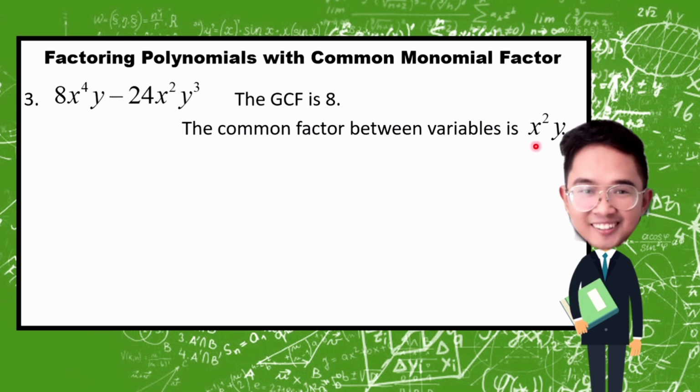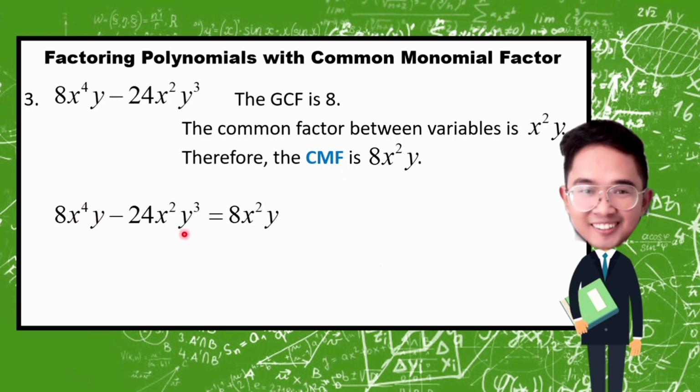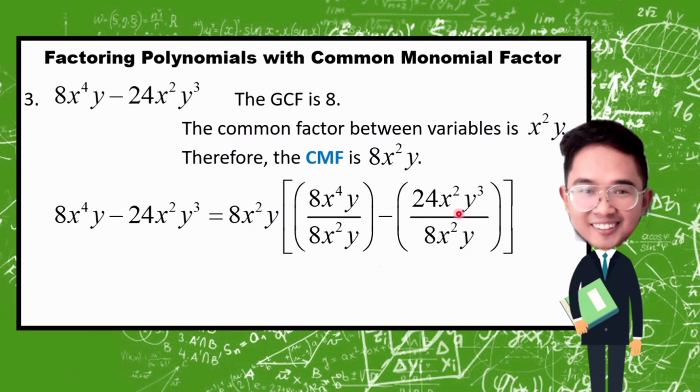To get the common monomial factor, we need to multiply 8 by x squared y, and that is 8x squared y as your common monomial factor. Let's copy the given equals 8x squared y, your common monomial factor. For the second step, we need to divide each term by the monomial factor. You have here 8x raised to 4y over 8x squared y minus 24x squared y cubed over 8x squared y.